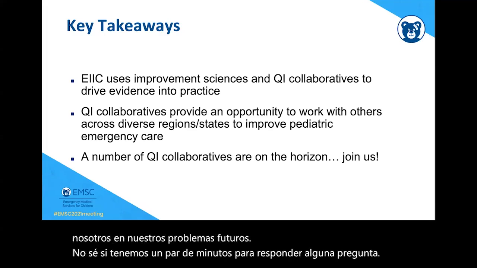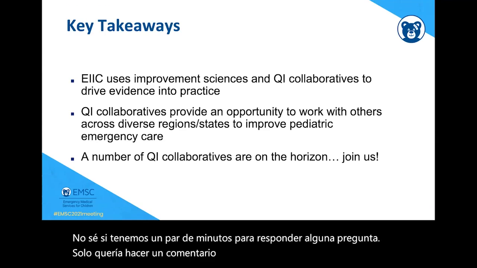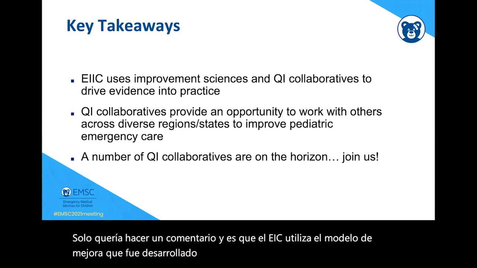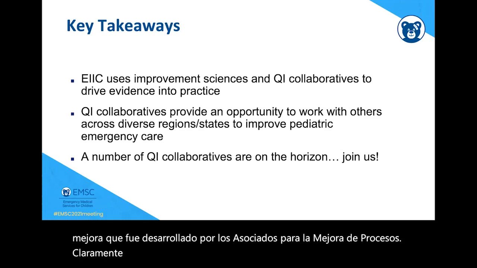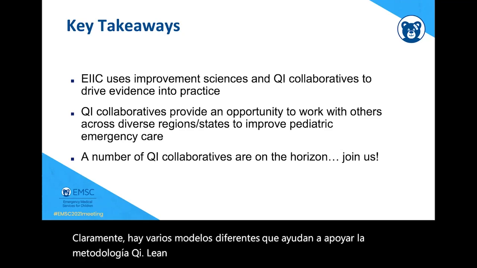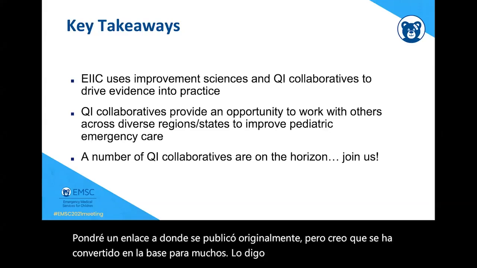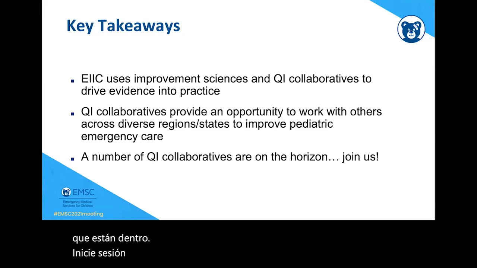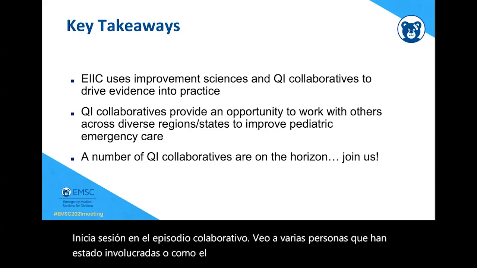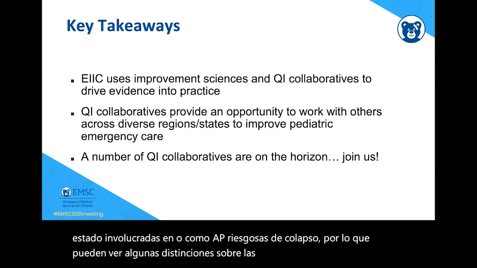Hey, I just wanted to make one comment, and that is that the EIIC uses the model for improvement that was developed by the Associates for Process Improvement. Clearly, there are several different models out there that help support QI methodology, Lean, Six Sigma, et cetera. But we find this to be very easy. I'll put a link to where it was originally published, but I think it has become the foundation for many. I say that because I see a number of people that are involved in the IPSO collaborative. I see a number of people that have been involved in our substance collaboratives for the AAP. So they may see some distinctions in both the phases of work and the models used.